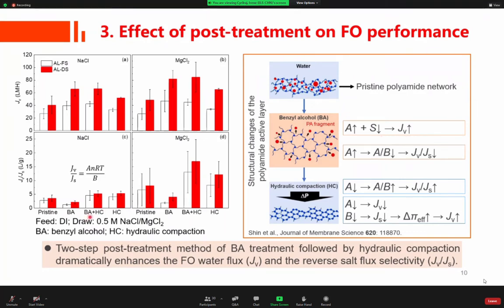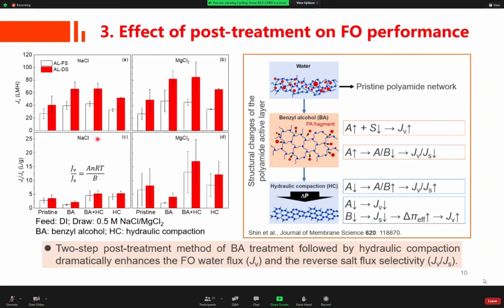However, the significant increase in water flux is accompanied by a marked decrease in the reverse salt flux selectivity, indicating a significant decrease in water-salt permselectivity. This could be explained by the permeability-selectivity trade-off. Higher water permeability caused by swelling comes at the cost of decreased permselectivity.